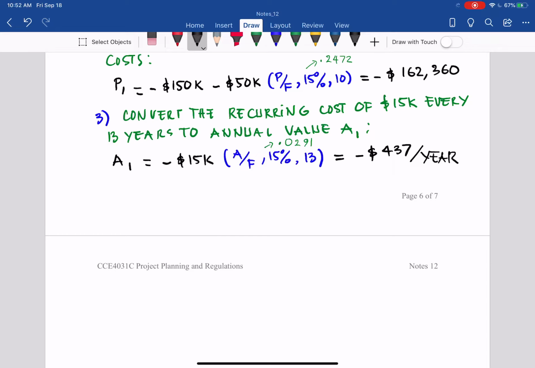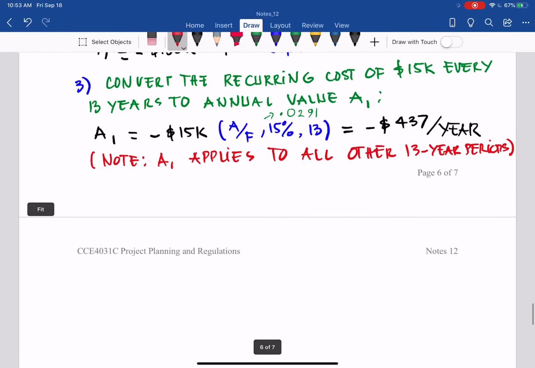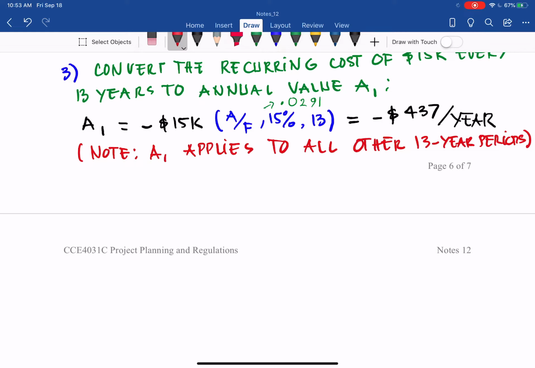So what does that mean? This is the first 13 years. The next 13 years, from year 14 to year 26, we do the same. So we can make a note here: A1 applies to all other 13-year periods. The next 13 years it applies, so it's the same amount over infinity, basically.